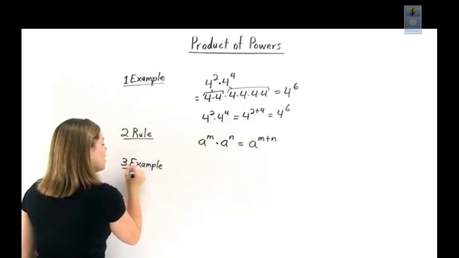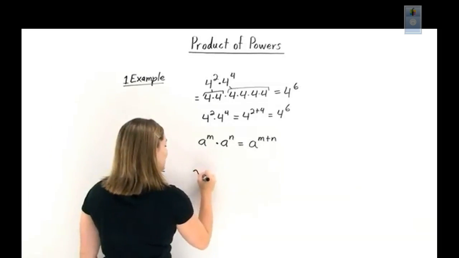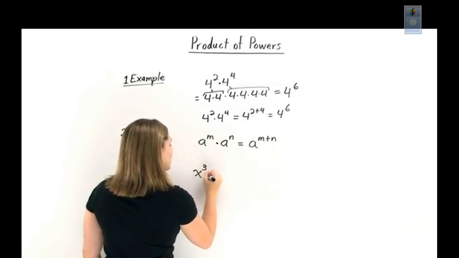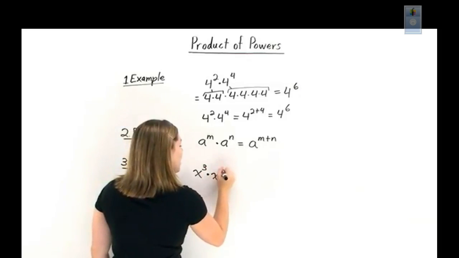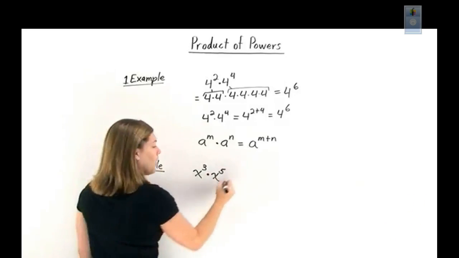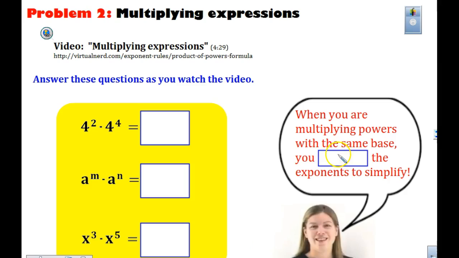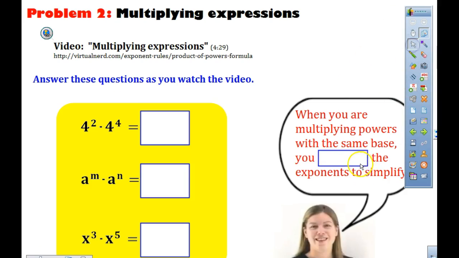Here, let's work with some variables. Because yes, the product of powers also works with variables. Let's say that we have x to the third and we're multiplying x to the fifth. Let's expand this out to see what's going on. X to the third is the same as x times x times x. What are we doing with our exponents? We want to be filling in here that what we do with our exponents is we want to add them.